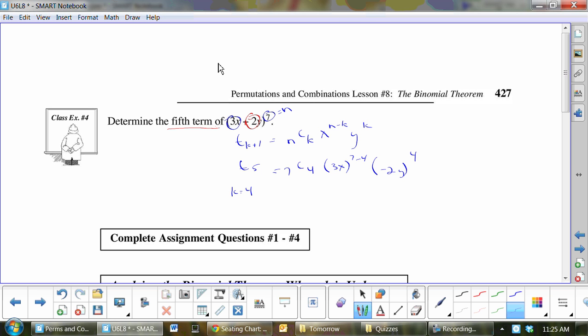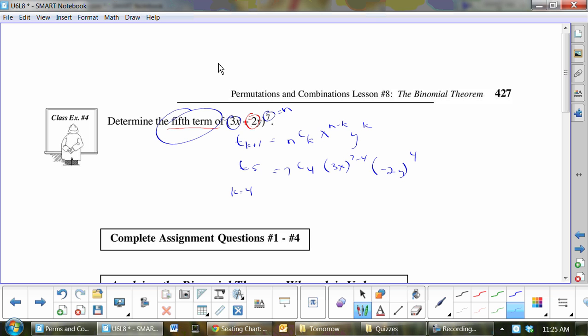Yes? Why are there 5 terms? It says determine the fifth term. I never said there's 5 terms. There would be 8 terms in this one.